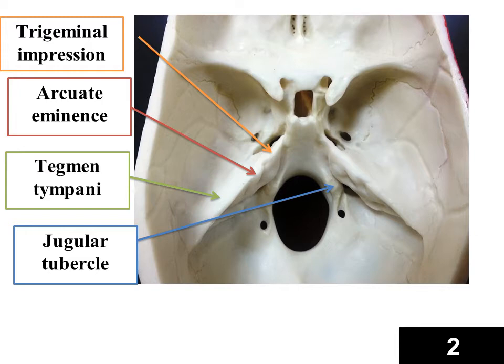Also you can see the jugular tubercle indicated by the blue color arrow, which lies, we said, in front of the hypoglossal or anterior condylar canal.